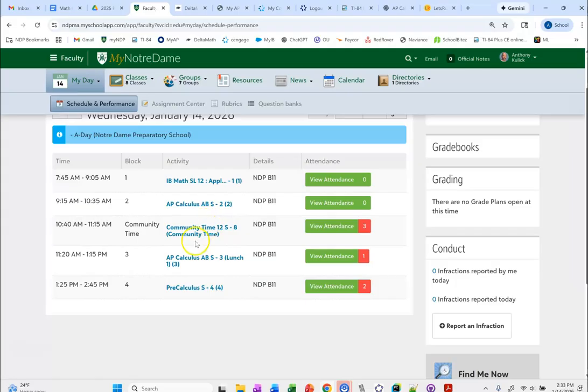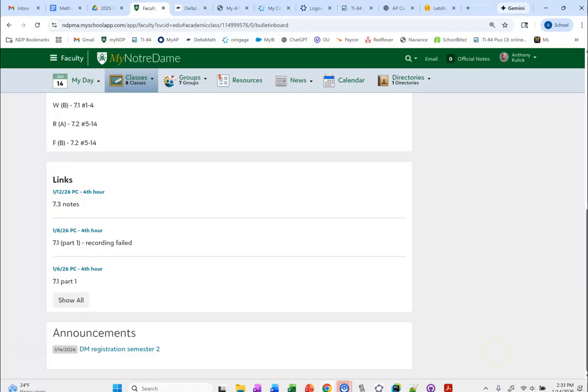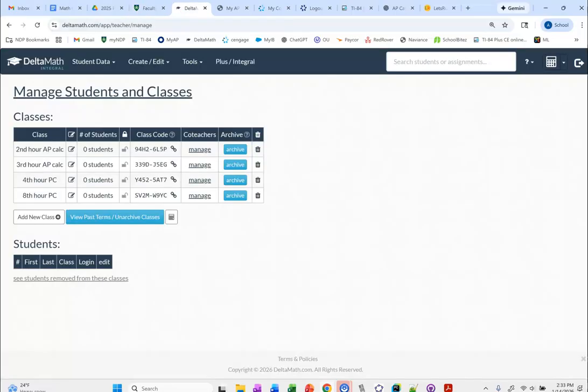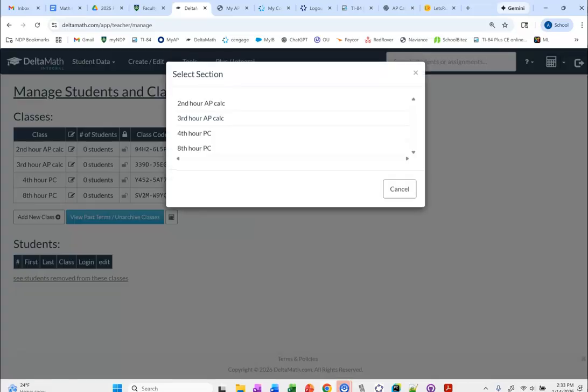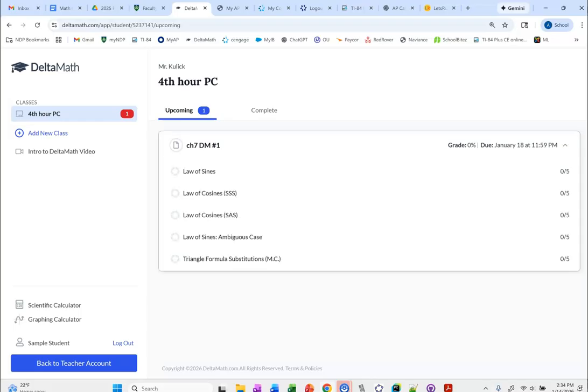Now if you go to our Minor Ordained page and look at the announcements, you see this announcement. You click the link to sign up for this semester's Delta Math class, and there's a Delta Math assignment inside of there. Once you've created or joined the new class and logged in, you'll see that you have a Chapter 7 Delta Math assignment.